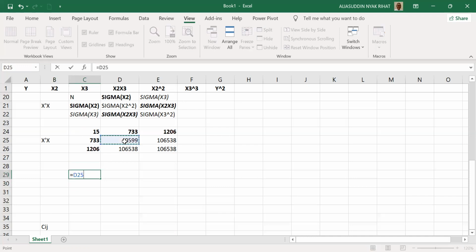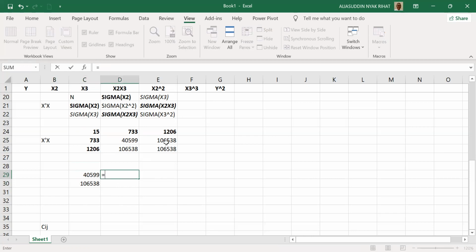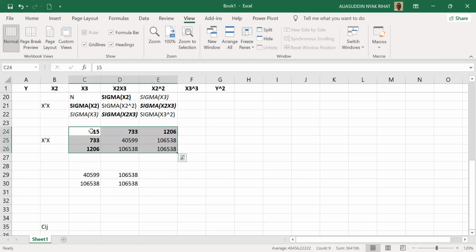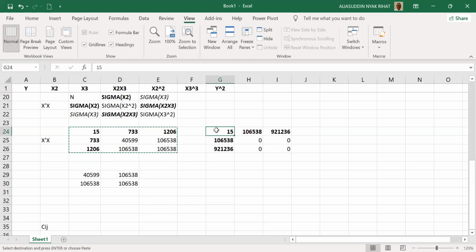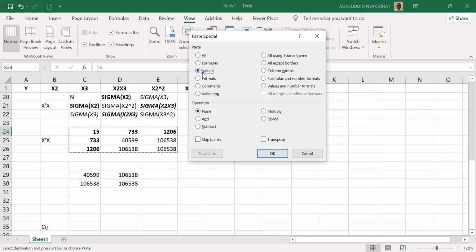From here, we copy another one, here. And then this one and its partner. Finish the first one. The second one, I copy here. I want to show you how to take it. Actually, this is a special paste, we need only values.